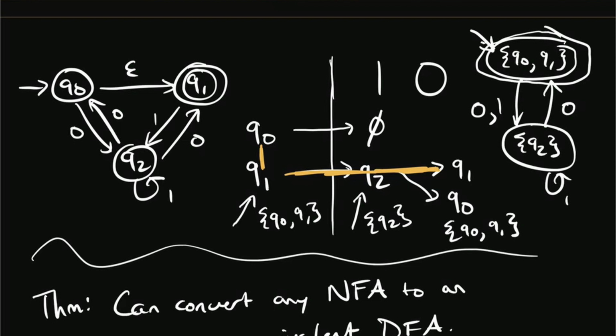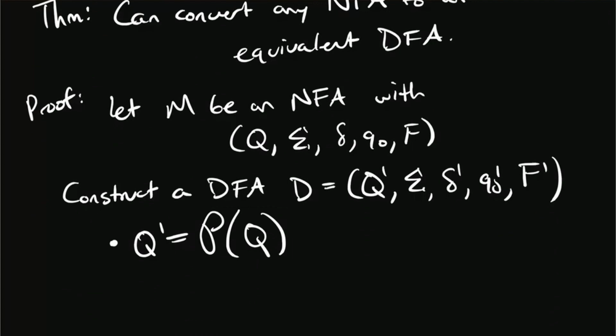So the Q0, Q1 subset, that's a state in the DFA. The Q2 subset, that's a state in the DFA. Do you think the DFA will have a state labeled empty set? Is the empty set a subset of the state set? Yeah, it's a subset of everything. So all possible subsets that you could reach will be in here.